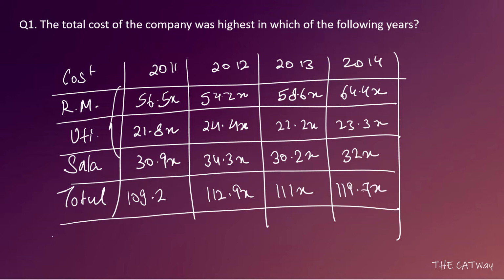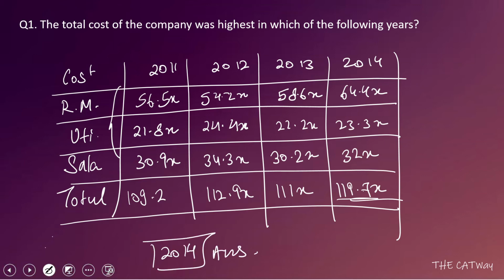So question one says the total cost of the company was highest in which of the following years. We can see that the total cost was highest in 2014. So the answer for this question would be 2014. That will be your final answer. Okay, let's move towards the second question.